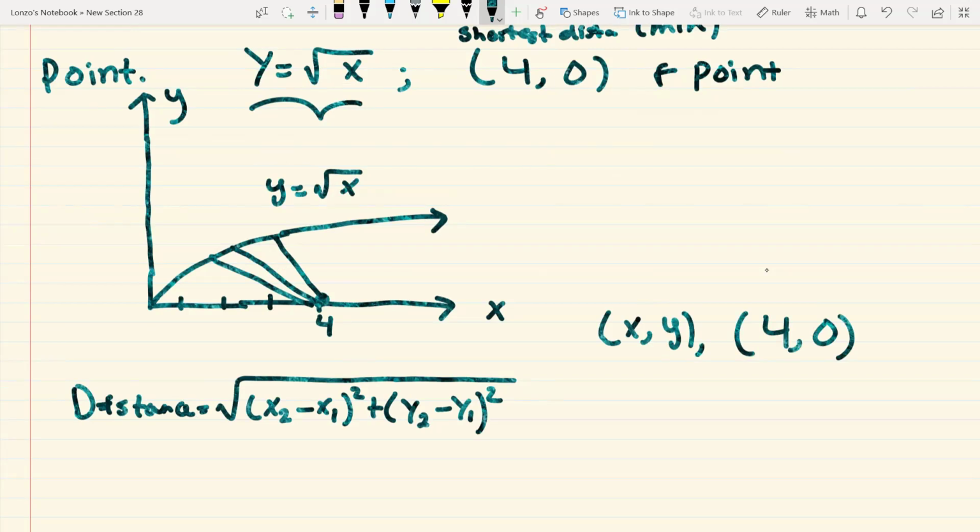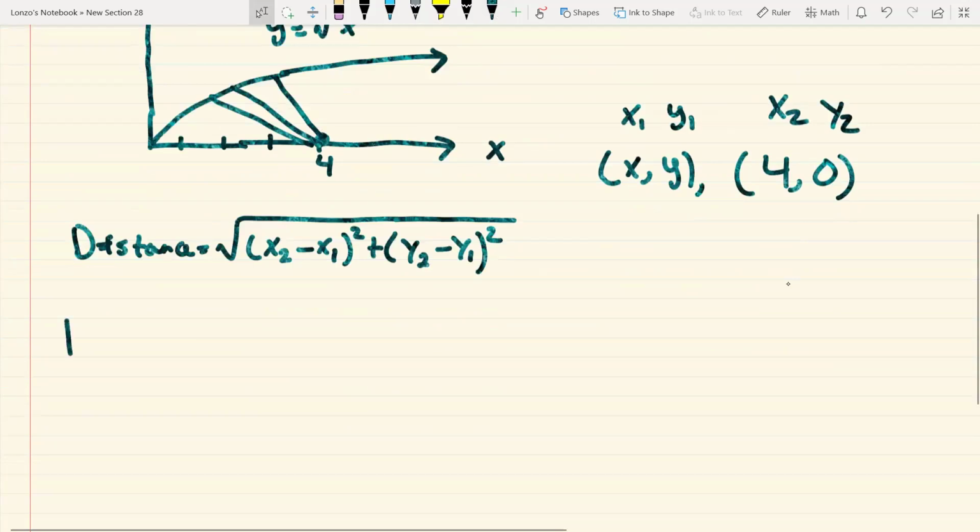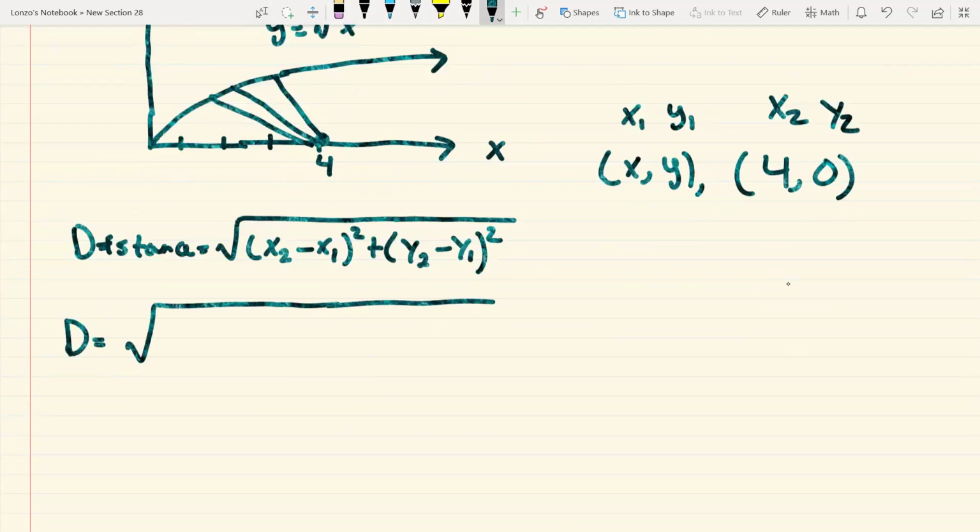Okay, so what I'm going to do is label the first point x1, y1, and the other one x2, y2, right? And I'm just going to put it in the formula. So d equals square root. So my x2 is 4, minus my x1 is just x, squared, plus my y2 is 0, minus my y1 was just y, squared.